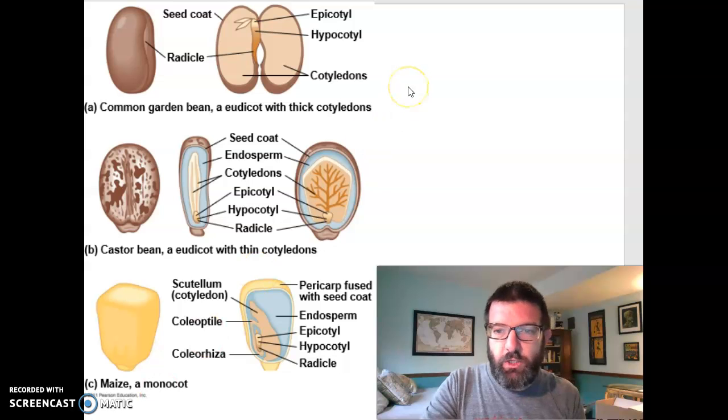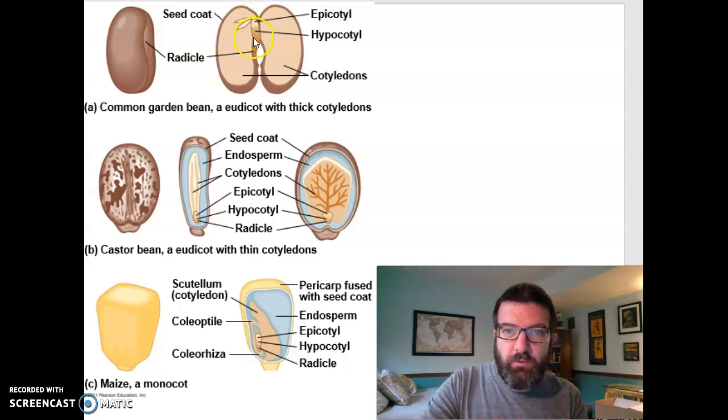Here you can see in a garden bean, if you cut it open, you can see the epicotyl, which is where the shoot comes off, the hypocotyl, which is in the middle where the stem's going to be, and the radicle on the bottom, which is the young root tip that's going to grow into the root. And you have two large cotyledons. So in this case, your cotyledons are there for nutrition.